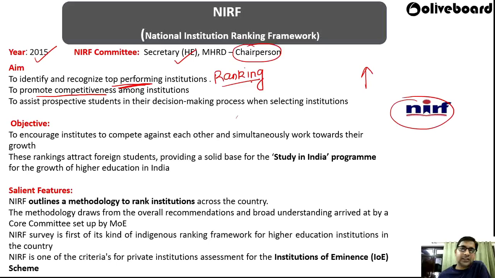So based on these, we are going to do the ranking of the institutions. Ranking will also be done based on subjects, based on research facilities, and based on many criteria that we'll study in the next slides. The objective of this NIRF ranking system is to encourage institutes to compete against each other, and simultaneously work together in their growth.